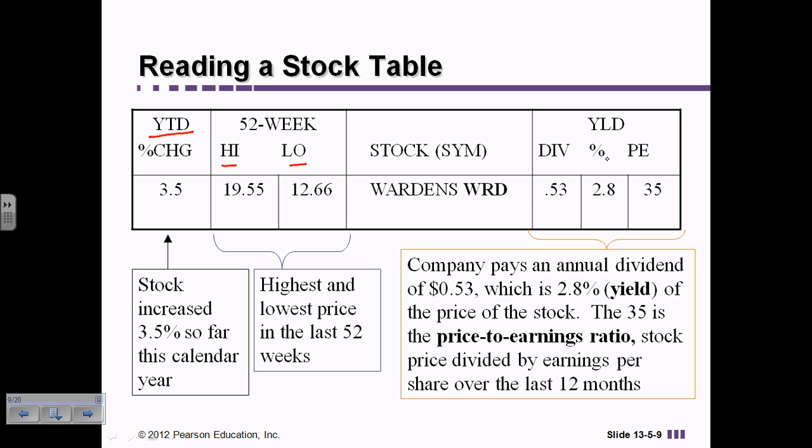And then what you're going to see are these yield numbers. There's going to be the dividend yield, which is how much the stock is paying for the dividend, that annual amount. The 2.8 is the percentage of yield, and the 35 is the price earning ratio, which is basically the stock price divided by the earnings per year.